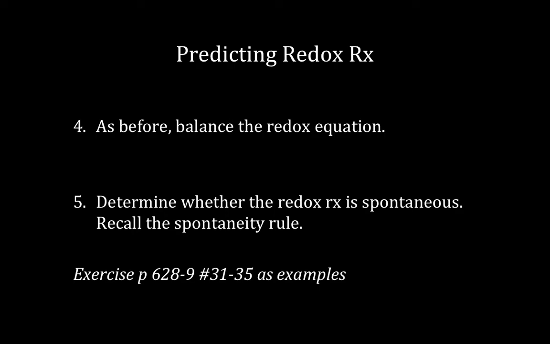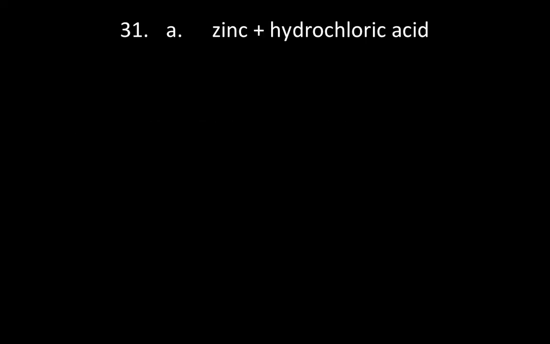So we're going to look at these examples, and we'll do 2 examples per video. So we'll look at 31A, zinc plus hydrochloric acid. So you're going to have to copy these down. OA on the left means oxidizing agent, RA on the right means reducing agent.